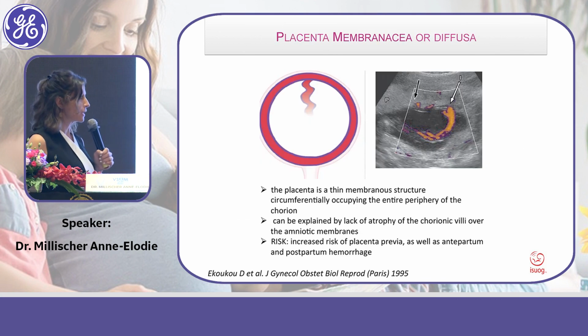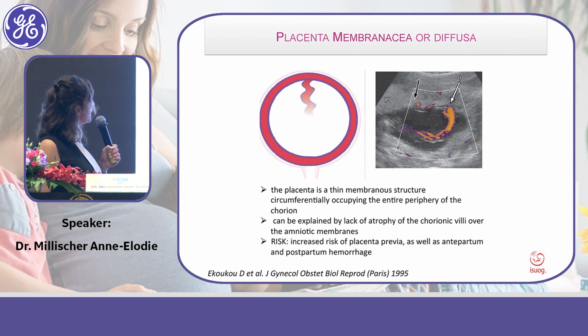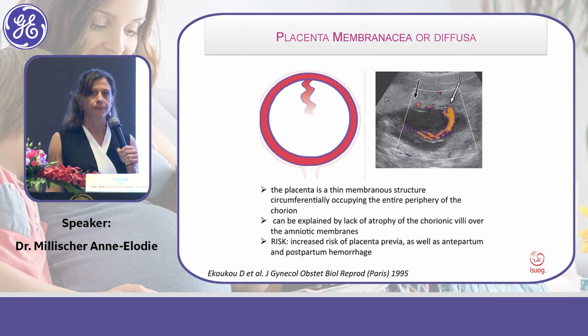The last aspect that we have to know is the membranacea or diffusa placenta. Và cái biến thể hình dạng cuối cùng tôi muốn nói đến đó là cái bánh nhau màng. The particularity of this placenta is that there's some thin membranous structure which relies circumferentially, occupying the entire periphery of the placenta, of the uterus. Trên cái bánh nhau này các bạn sẽ thấy bánh nhau rất là mỏng và nó sẽ bao quanh toàn bộ cái cơ tử cung từ trước ra sau.